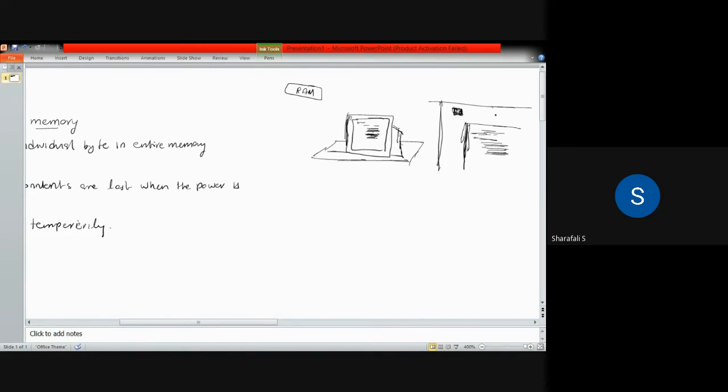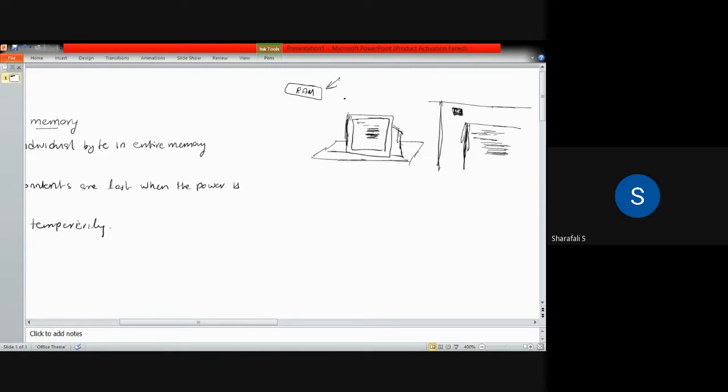Suppose you are not saving the data, and your power is suddenly gone. In that case you cannot get this data back. When you switch on again, you will not get this data, because that data was stored in RAM, and RAM is a temporary memory location.